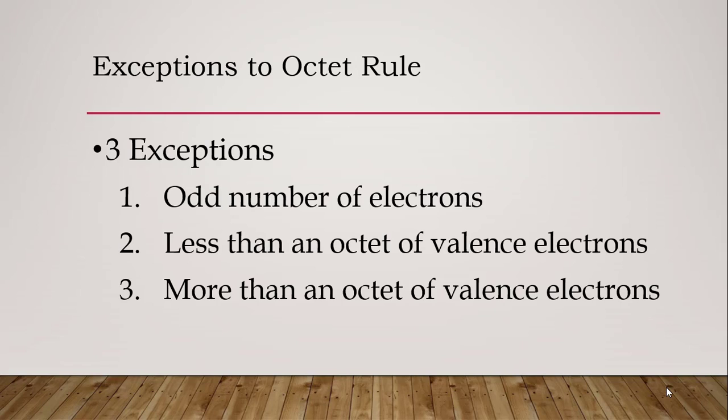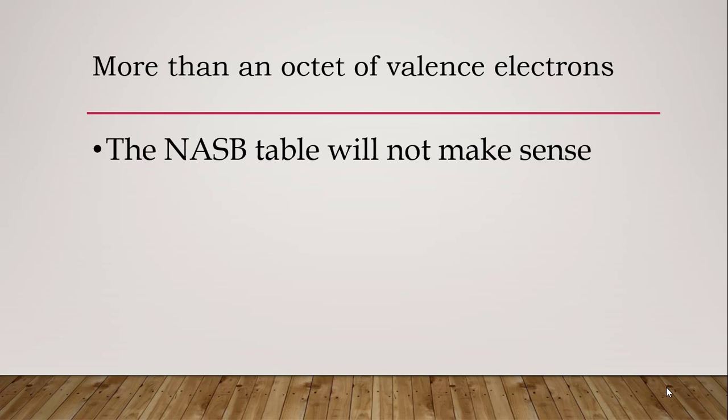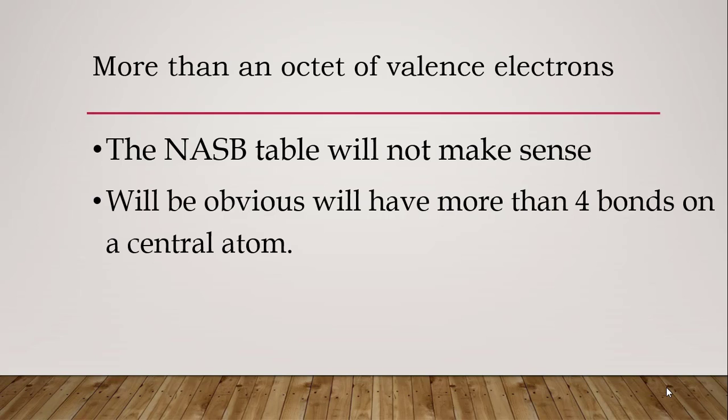And in this video, as you can probably tell from the title of the video, we're going to concentrate on the latter. When you have the expanded octet, the NASB table will not make sense. Frequently, it will be obvious that you have to have more than 4 bonds, and if you have more than 4 bonds, then by definition you have to have an expanded octet.